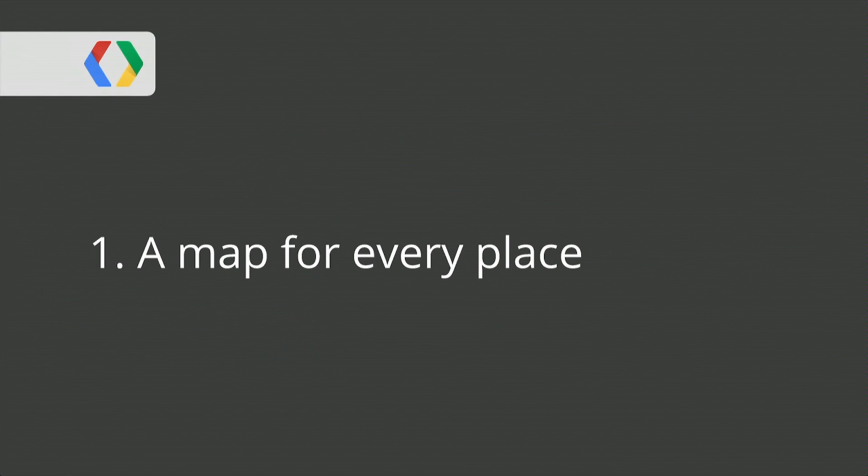So on the first one, let's talk about how we build a map for every place. Now, one of the most important things in building this map for every place is highlighting and making sure that we're labeling the right roads. And this is actually quite a challenging thing to get right.